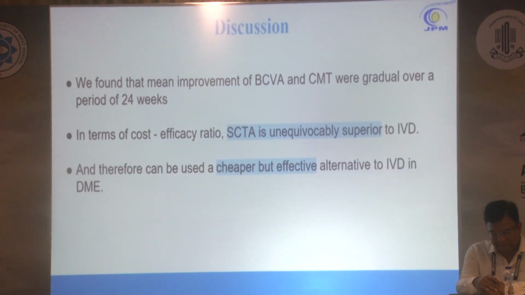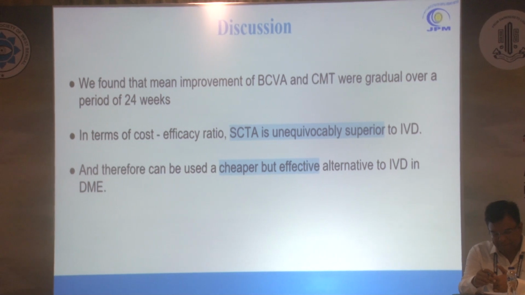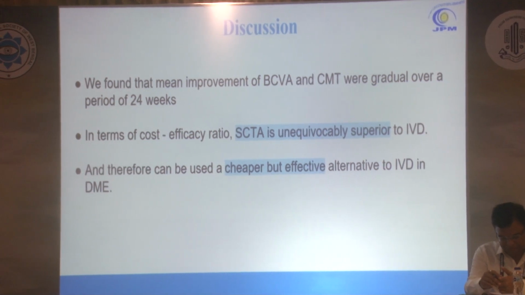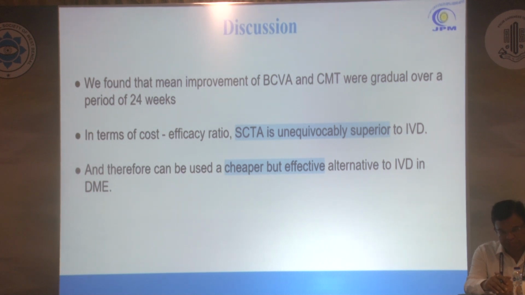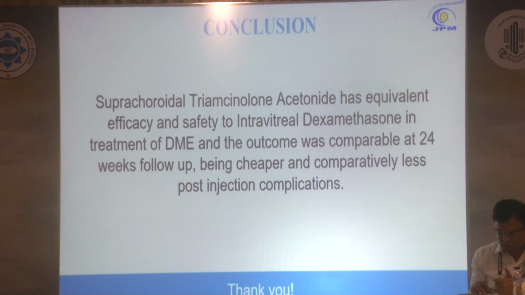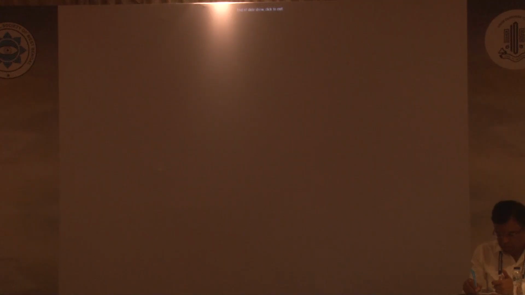So we found that mean improvement in visual acuity and CMT were gradual over 24 weeks in both the groups, but SCTA is unequivocally superior in terms of cost, because it was almost within 100 to 200 rupees, costing of the triamcinolone as well as preparing the needle for it, but dexamethasone costs around 25,000. So definitely it is a cheaper alternative to IVD, and this is being presented for publication now.